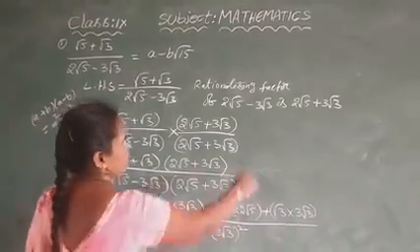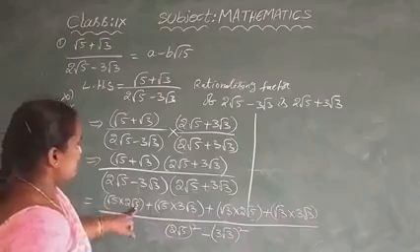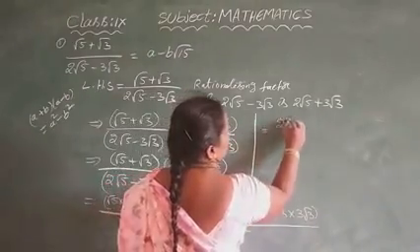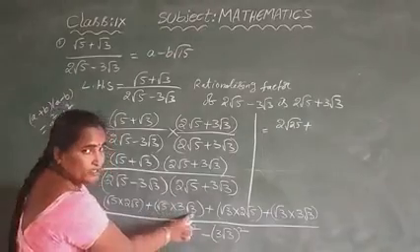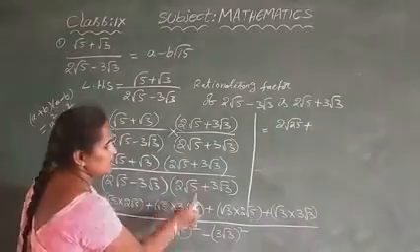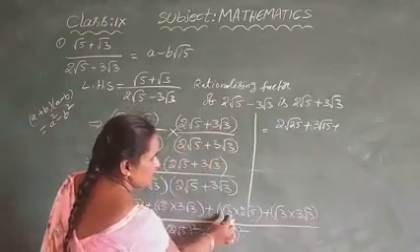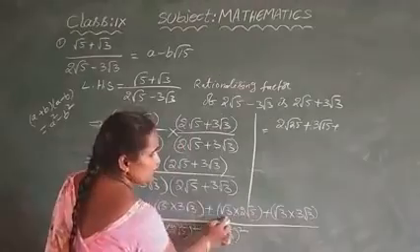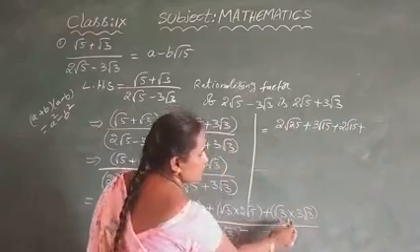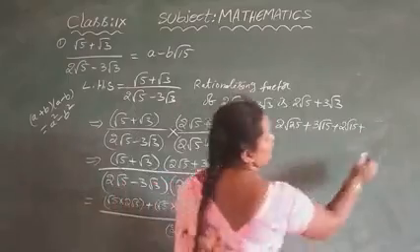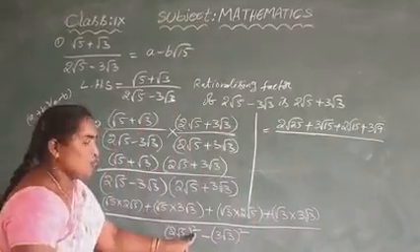Next, root 5 into 2 root 5: 2 root 5 into 5 is 2 root 25. Plus, root 5 into root 3 into 3: 3 root 5 3, that is 3 root 15. Plus root 3 into 2 root 5: 2 root 15. Plus root 3 into root 3 into 3: 3 root 3 3 is 9. Divided by 2 root 5 whole square.